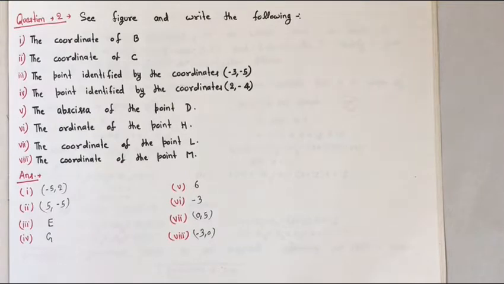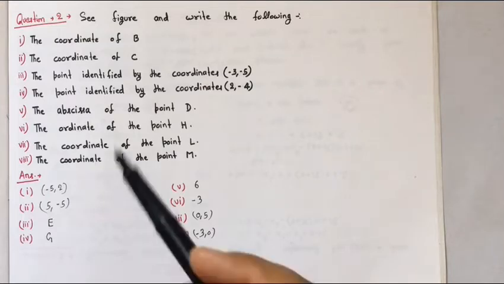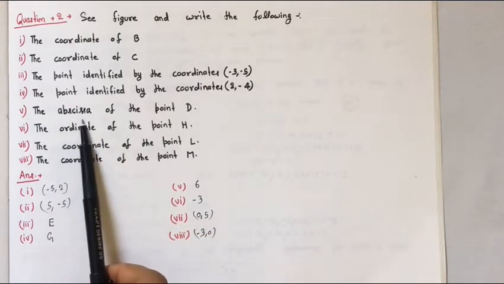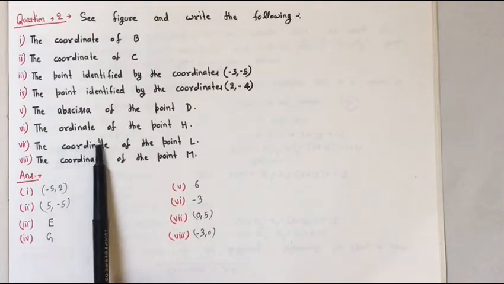And I think everything is clear to you. According to this solution, you will now be able to identify what the abscissa is and what the ordinate is.